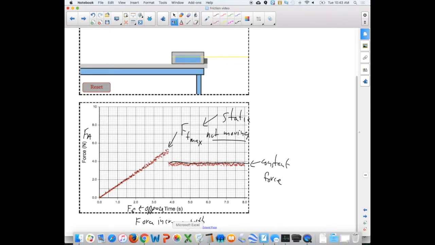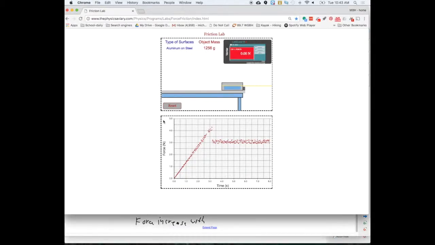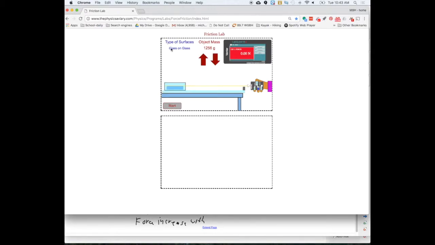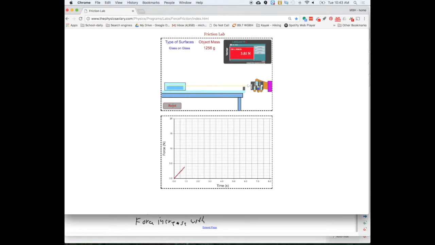So to do that, clearly I believe it's going to depend upon the surface. Right off the bat, the maximum friction here was around 4 newtons or so, and then it broke loose. So let's do a different material. We're not going to change the mass. We're going to do glass on glass. And this time it was almost 10 newtons before the thing changed.